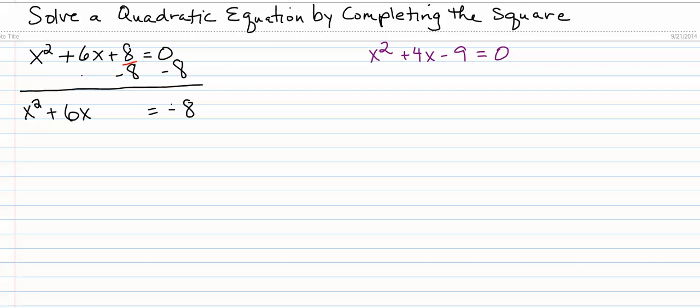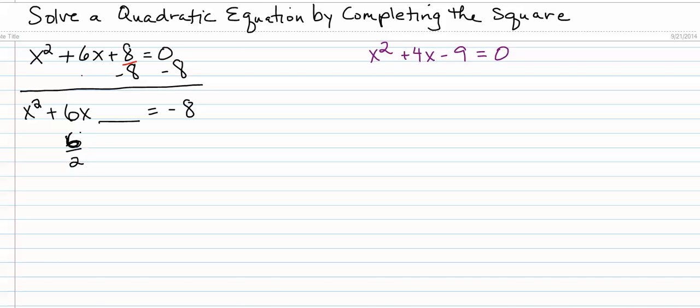Now notice I left a gap here. We're going to fill in this gap with a number that's going to cause the polynomial on the left to be a perfect square polynomial. So the way that I'm going to do that is I'm going to take half of the number in front of x, which happens to be a 6. I'm going to take half of it, and then I'm going to square it.